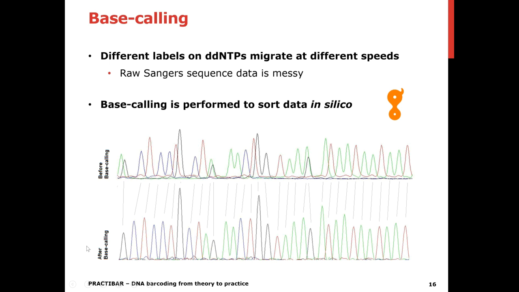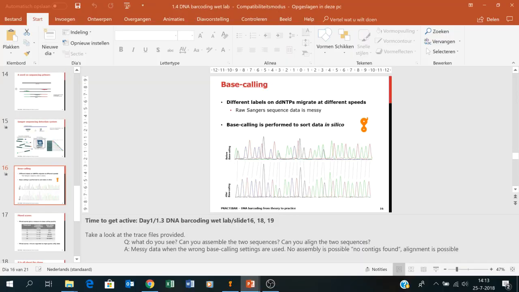If you outsource your Sanger sequencing to another company, then this base calling is already done by the company. So you get your trace files, which are base called, and you don't have to do that yourself. So I want to show you an example that base calling can also go wrong. And that's because we go to Geneious.